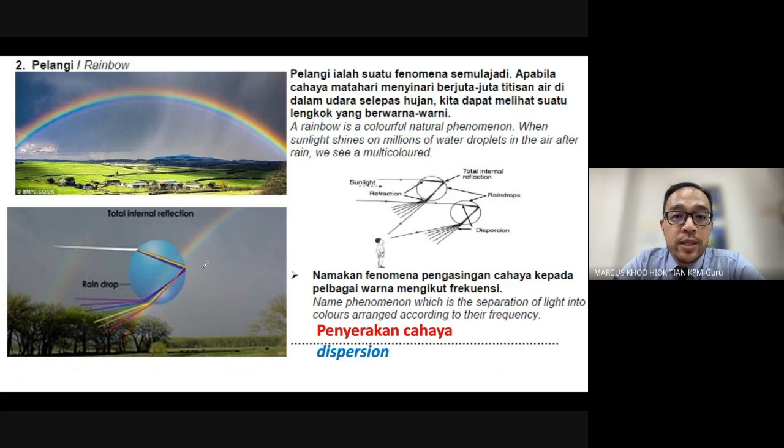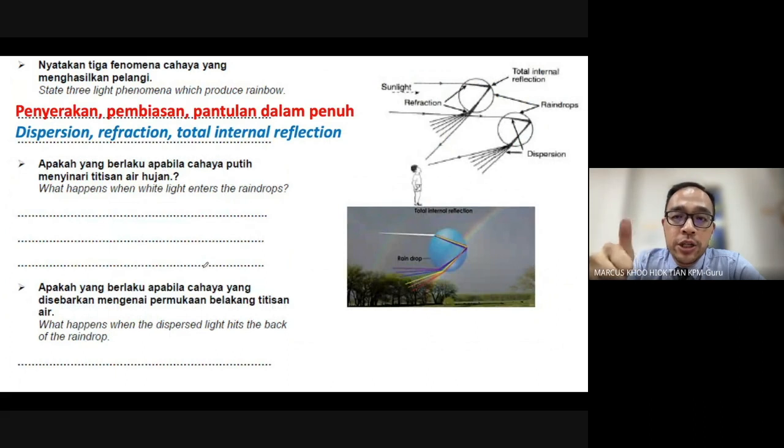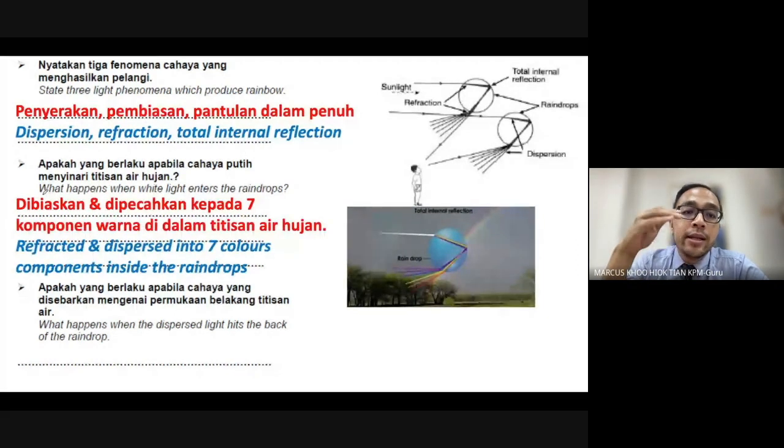Rainbows are one of the ways we see it. The 3 light phenomena which produce a rainbow are dispersion, refraction, and total internal reflection. The combination of those 3 gives us the thing that we know as the rainbow today. So then the question is, what happens when the white light enters the raindrops? How do we connect dispersion, refraction, and total internal reflection together? When light enters the raindrops, it will be refracted and dispersed into 7 colors.